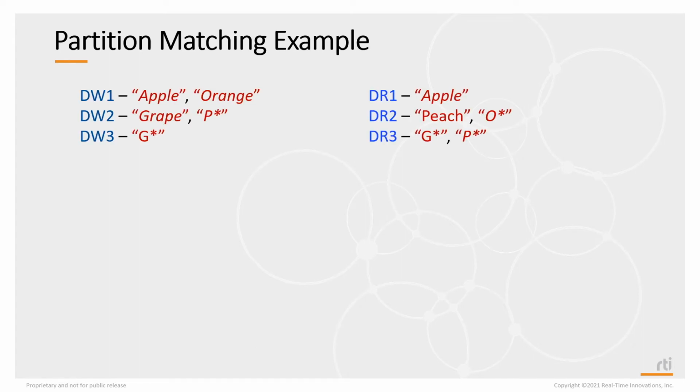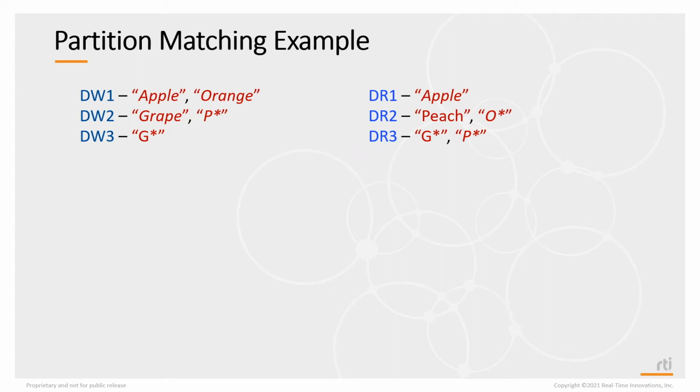So, let's take this example. We have a data writer that has partitions apple and orange, a data writer that has partitions grape and P star. P star is a matching filter. And the third data writer has G star as its partition. So it only has a matching filter as its partition.